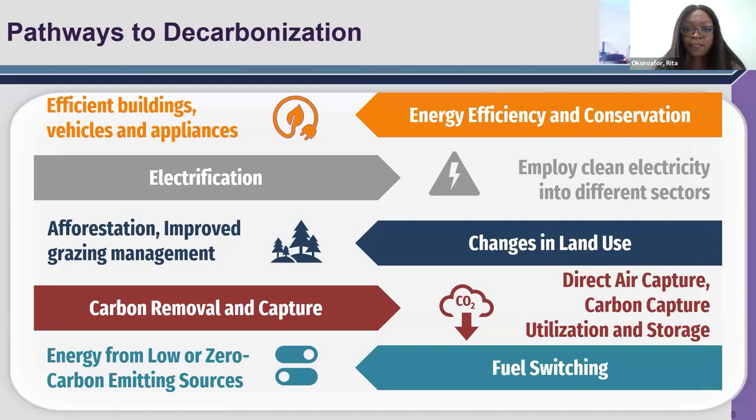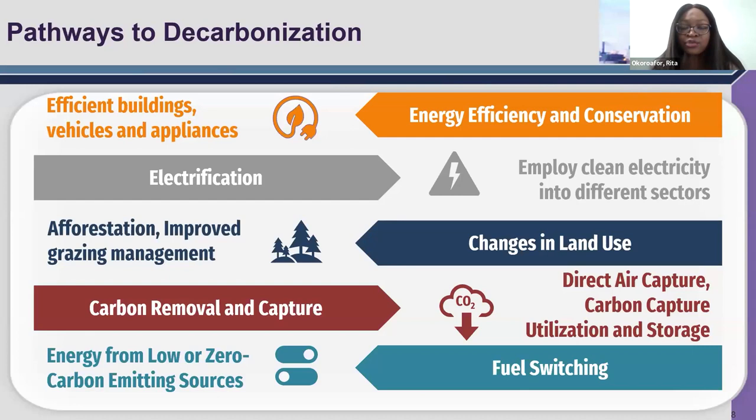So, pathways to decarbonization. When we talk about decarbonization, we're basically saying, how do we remove carbon from certain processes? Remember that we identified in the previous slide the different sectors in which we generate greenhouse gas emissions. And decarbonization, even though it's talking about carbon, usually tries to envelop the greenhouse gas emissions as well. And so here I summarize different types, which is, first of all, energy efficiency and conservation.